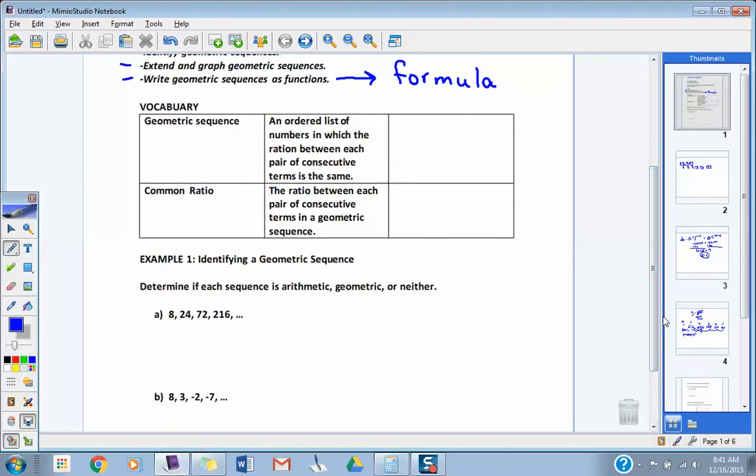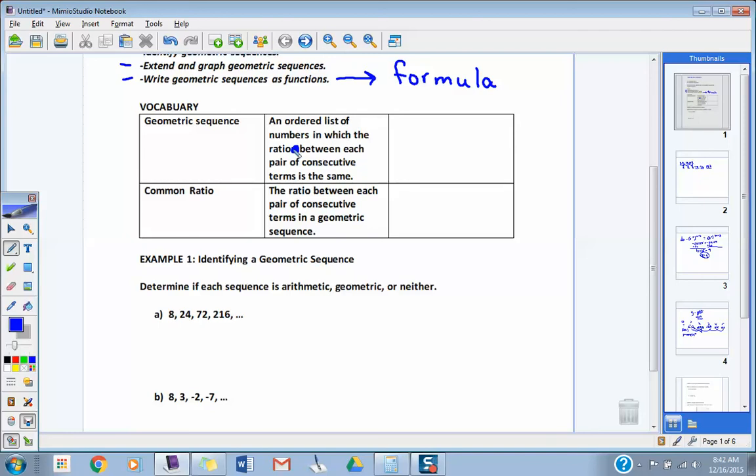All right, so some vocab that's necessary for us today. 2 terms. First one is geometric sequence. I got a volunteer that would read this for me. Thanks, John. An ordered list of numbers in which the ratio between each pair of consecutive terms is the same. Okay, this should actually just say the ratio, so get rid of that N. It should say ratio right there. So the ratio between each pair of consecutive terms is the same.